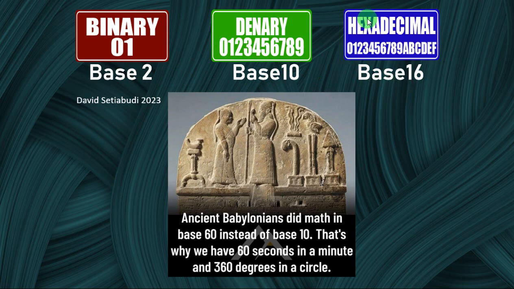Okay, the ancient Babylonians did math in base 60 instead of base 10. Luckily, we are living in an era of base 10, not base 60. Imagine that, they had their own numbers from 0 to 60. That's why we have 60 seconds now on your watch, 60 seconds in a minute and 360 degrees in a circle. How amazing is that, ancient history, ancient technology, ancient knowledge.